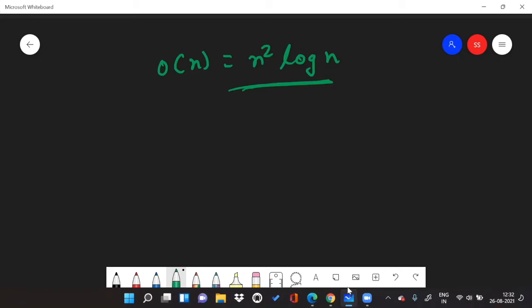It can never go to n cube. It will never go to n raised to power 4. It will never go to n raised to power 5. But yes, this is the limiting case wherein our algorithm is dicey or might be exceeding the time, right?